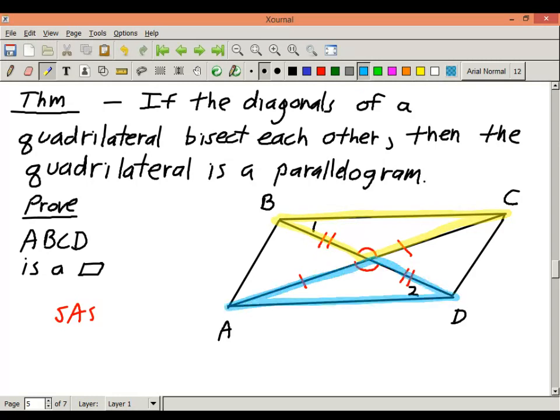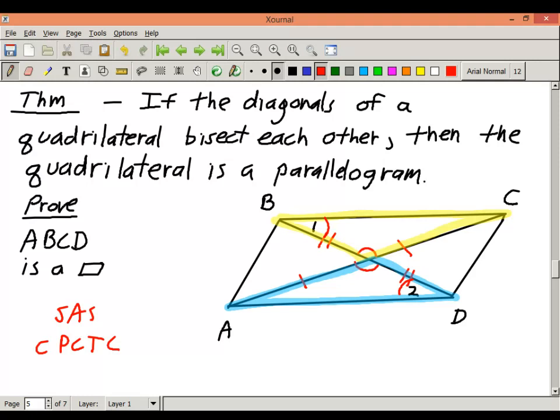They're congruent by side angle side. So what that tells you, since corresponding parts of congruent triangles are congruent, is that angles 1 and 2 here are congruent. By CPCTC, corresponding parts of congruent triangles are congruent. Angles 1 and 2 would be the overlapping angles if those two triangles were put on top of each other.